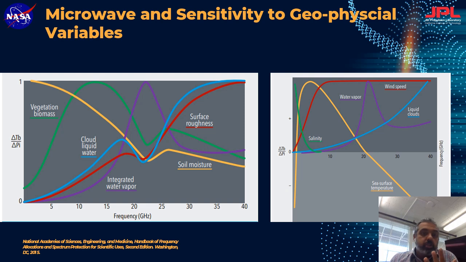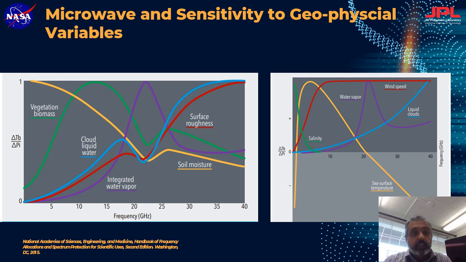So what geophysical variables are we talking about? This is a pretty good plot. It's from the National Academies of Science, Engineering and Medicine Handbook on Frequency Allocations. The y-axis is sensitivity, delta TB to delta P, P being the physical parameter that you're interested in. And then the x-axis on both plots is frequency. In both cases, they go from 0 to 40 gigahertz. And then the curves are normalized curves.